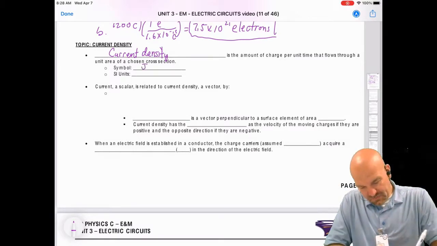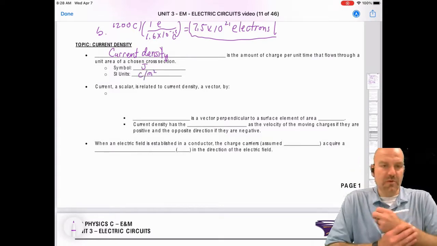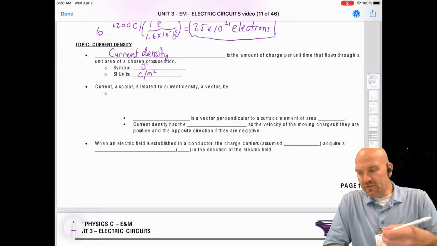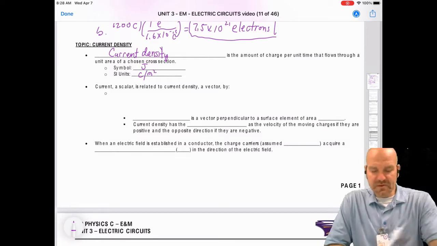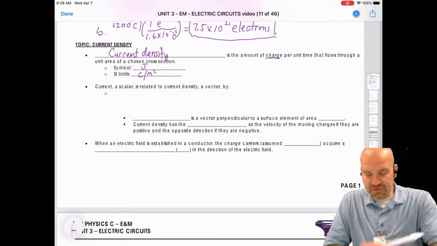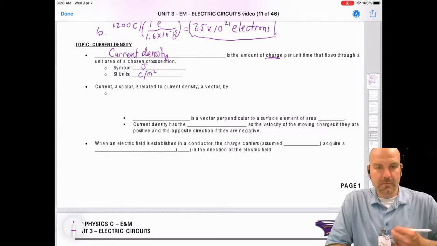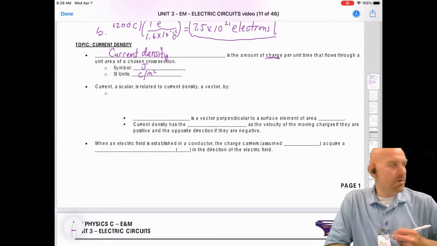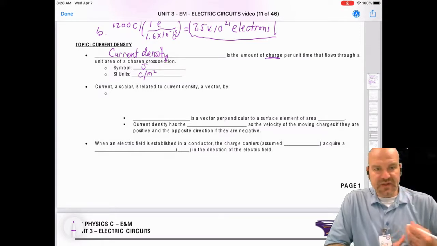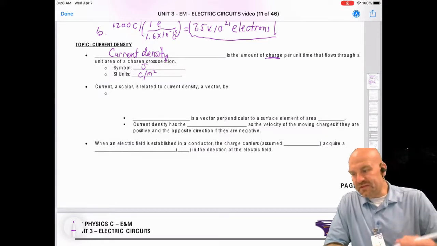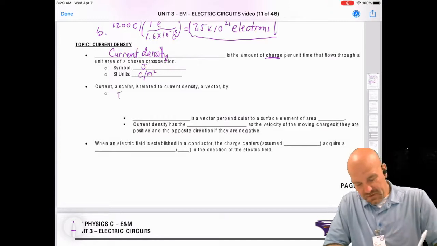The symbol is J, and the unit is coulombs per square meter, because we're doing charge per unit time that flows through an area. Current, which is a scalar quantity, is related to current density, which is a vector, with this equation: I equals the integral of J dot dA.